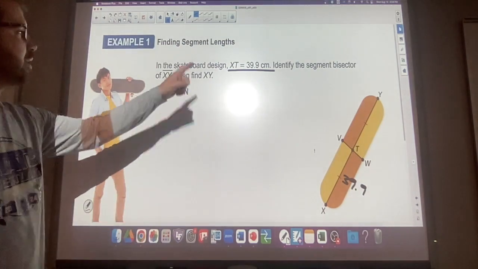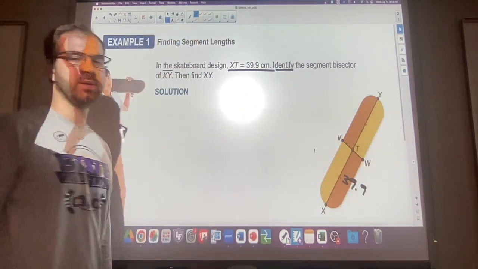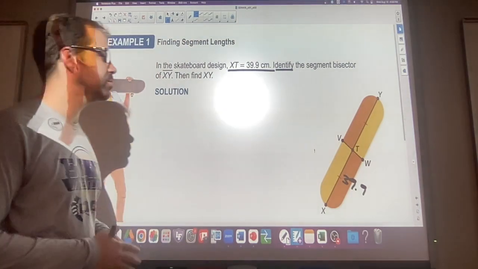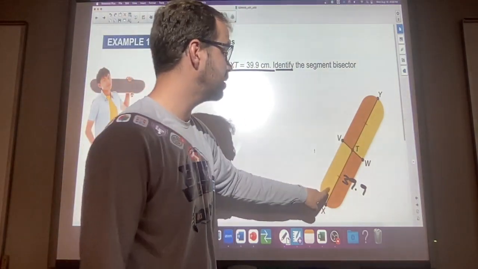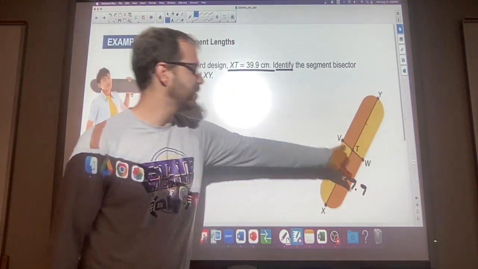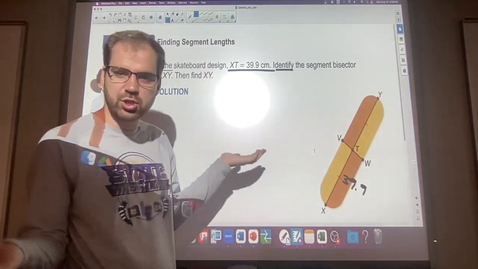Then find XY. So when they say identify, they want you to name what type of shape it is, usually using two capital letters. In this case, we have two red dash marks, meaning that this T is our midpoint. And because T is our midpoint, we have a segment bisector, which is this VW. So we have to know what type of shape it is.